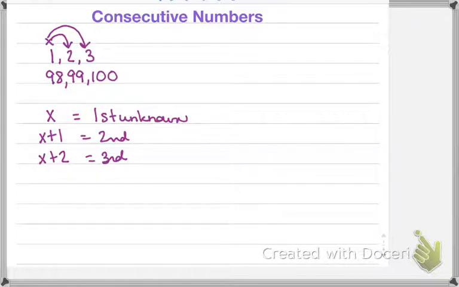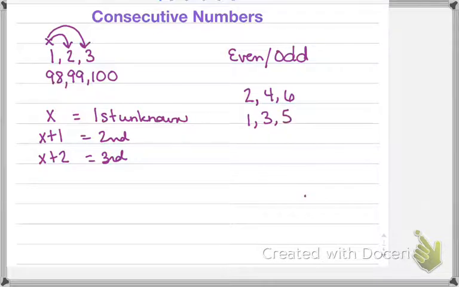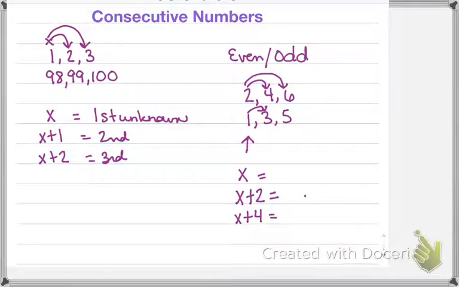Now, there's a little difference when we have even or odd consecutive numbers. Even might give you an example of 2, 4, 6, and odd might be 1, 3, 5. We would still call the first one x because it's unknown. How far away would the next one be? In both cases, it's 2 away from the first one. So if we call the first one x, then the second one is x plus 2. If we continued to the next one, we would have x plus 4, and we would continue on so forth.